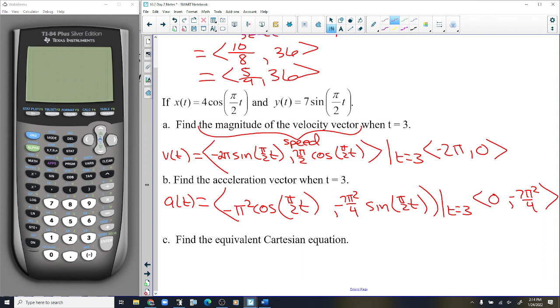And finally, find the equivalent Cartesian equation. x squared over 16 plus y squared over 49 is equal to 1, because it's the cosine and the sine of the same thing. So it's pretty straightforward when that happens. We made it. We made it.